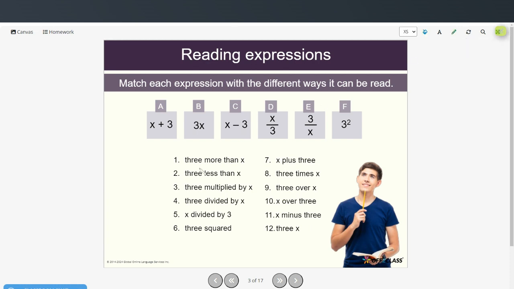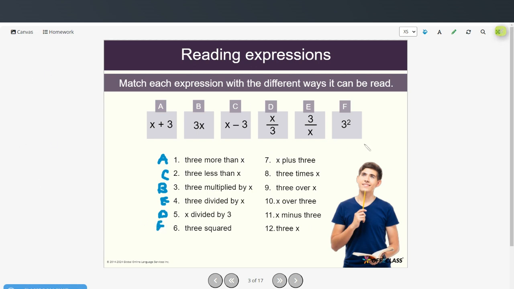All right, so 3 more than x would be a, x plus 3. 3 less than x, that would be c, x minus 3. 3 multiplied by x, that's b. And 3 divided by x, that would be e. X divided by 3 is d. 3 squared is f.